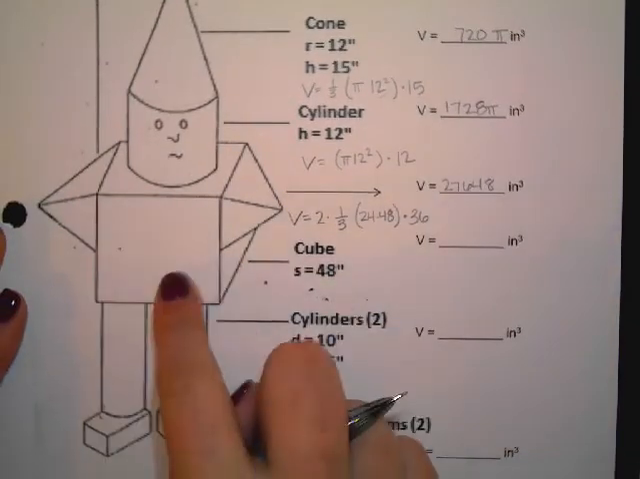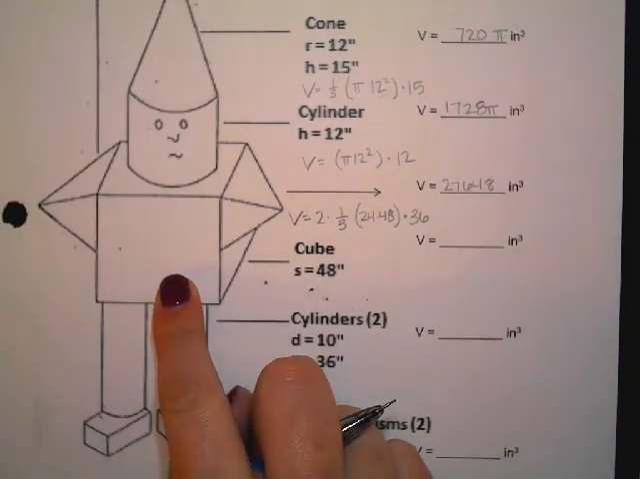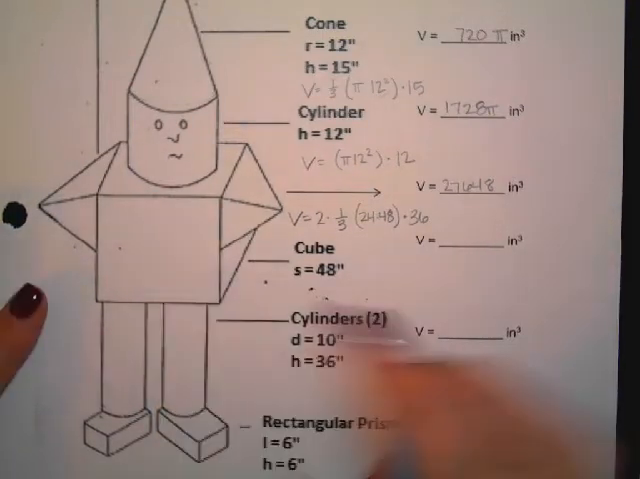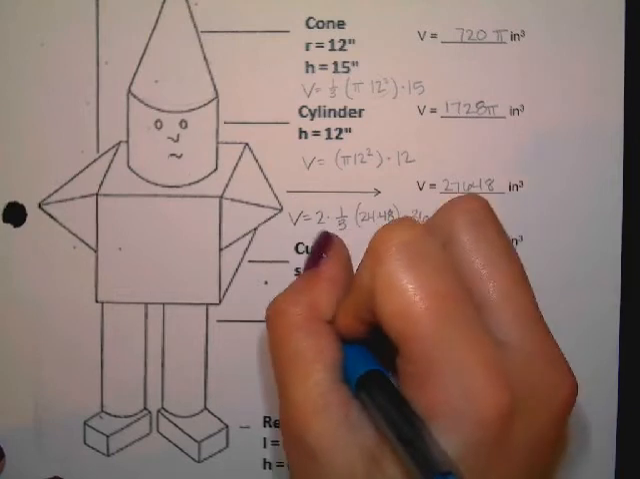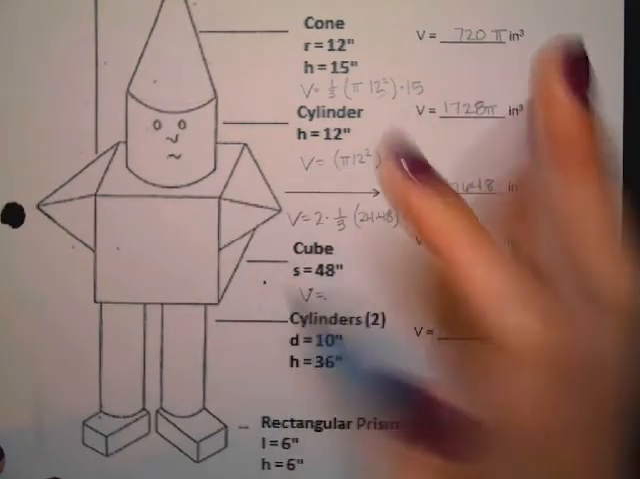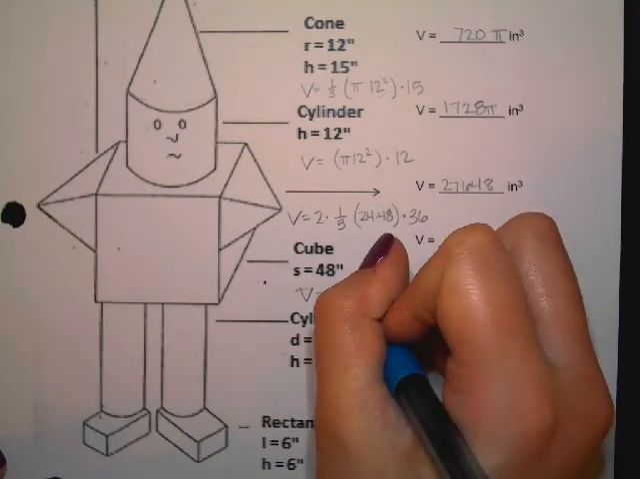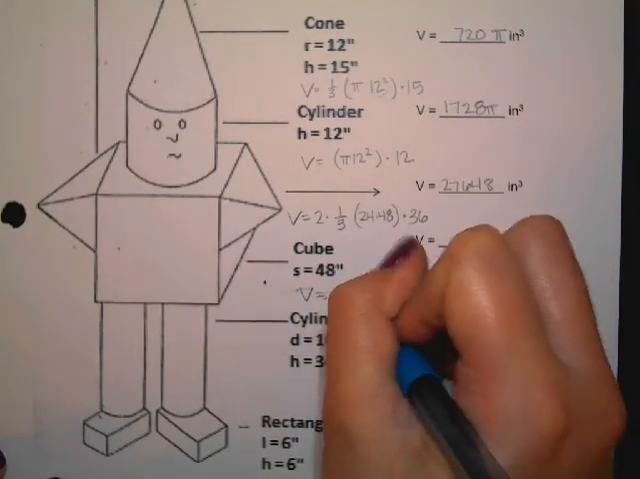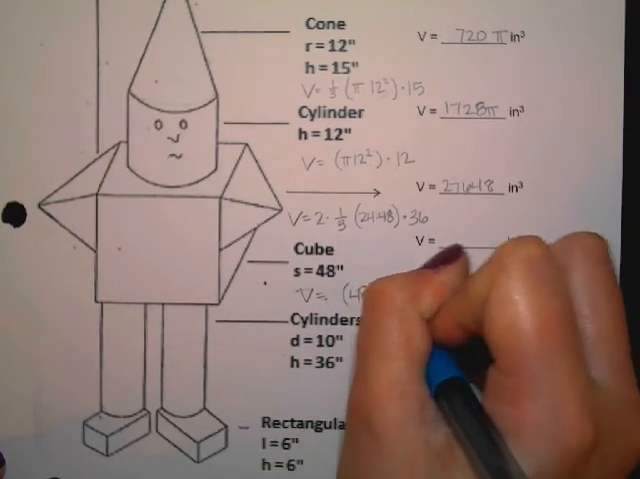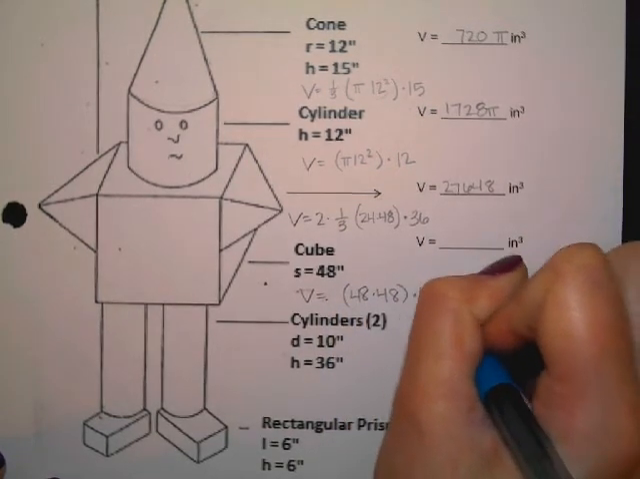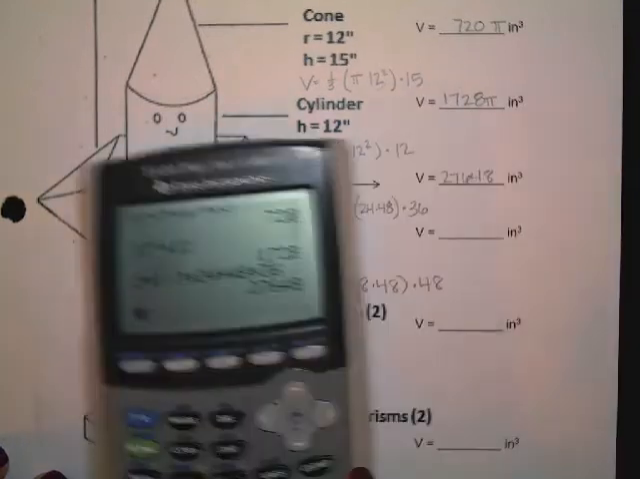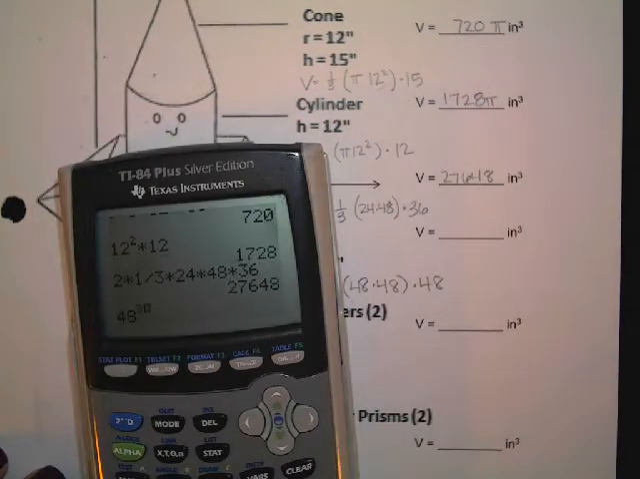Then we have a cube, and a cube is the same thing as a rectangular prism. It's just saying that the area of the base is a square and that the height is the same as the side lengths of the square. So I'm going to say that the volume of a square prism, we could call it, or a rectangular prism, would be the area of a base, which is going to be 48 times 48, multiplied by the height, which is also 48. So 48 to the third power.